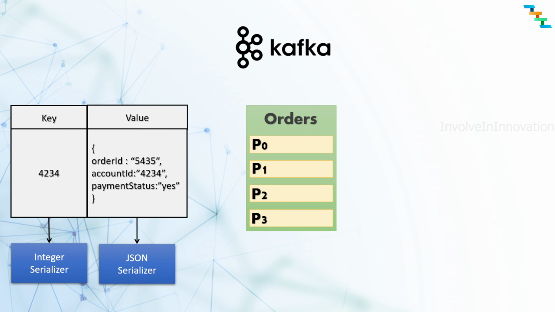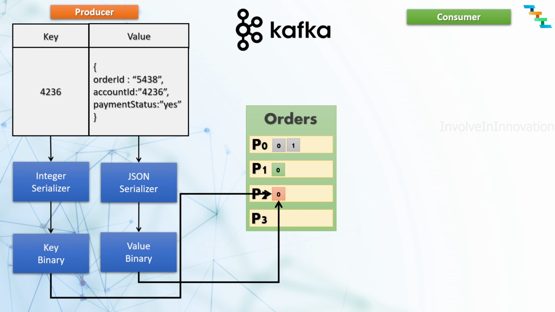For example, here the key is 4234. Based on the hash function, the message will be sent to partition 0. If there is another message with the same key 4234, the message will be sent to the same partition 0. If there is another message with a different key, based on the hash value, this message will be sent to the corresponding partition. Now the consumer will pull the message.